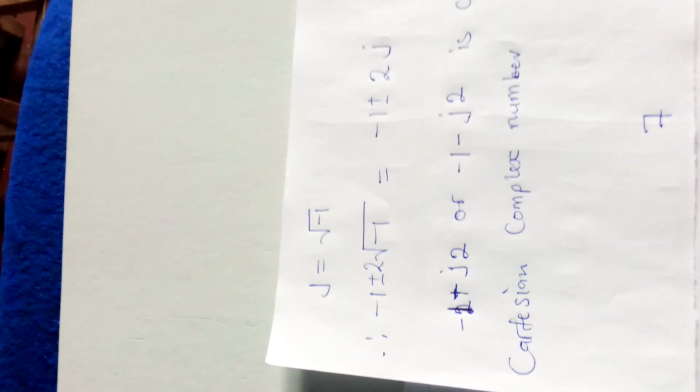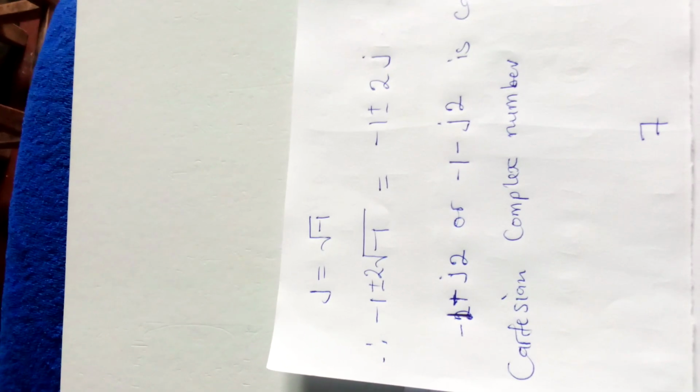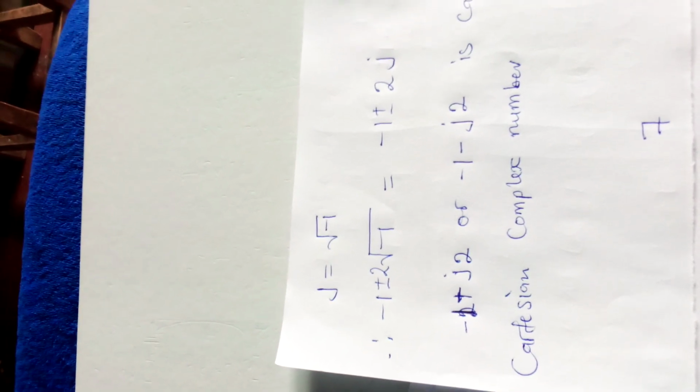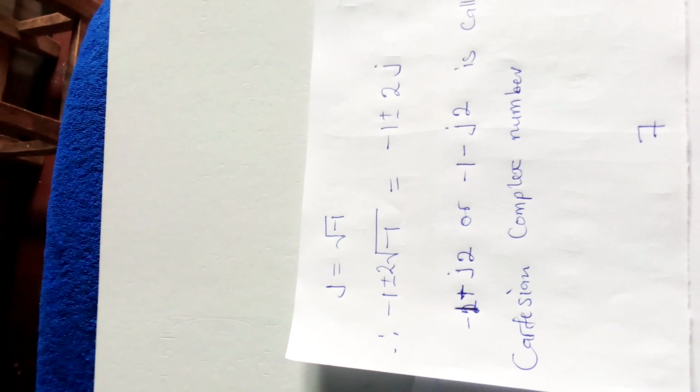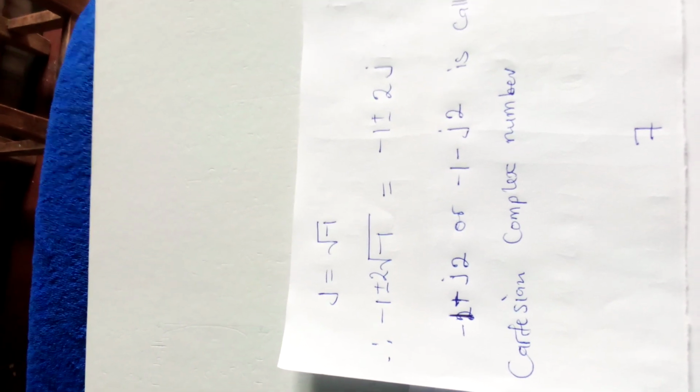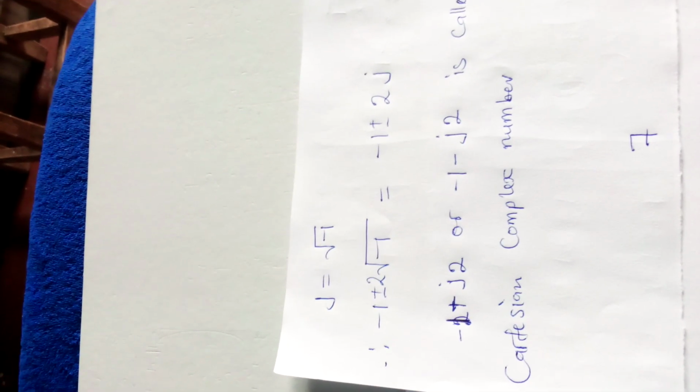These are complex numbers because they are mixed with a letter. Otherwise, real numbers are not mixed with a letter. So these are what they are calling complex numbers. This form is what they are calling Cartesian complex numbers.